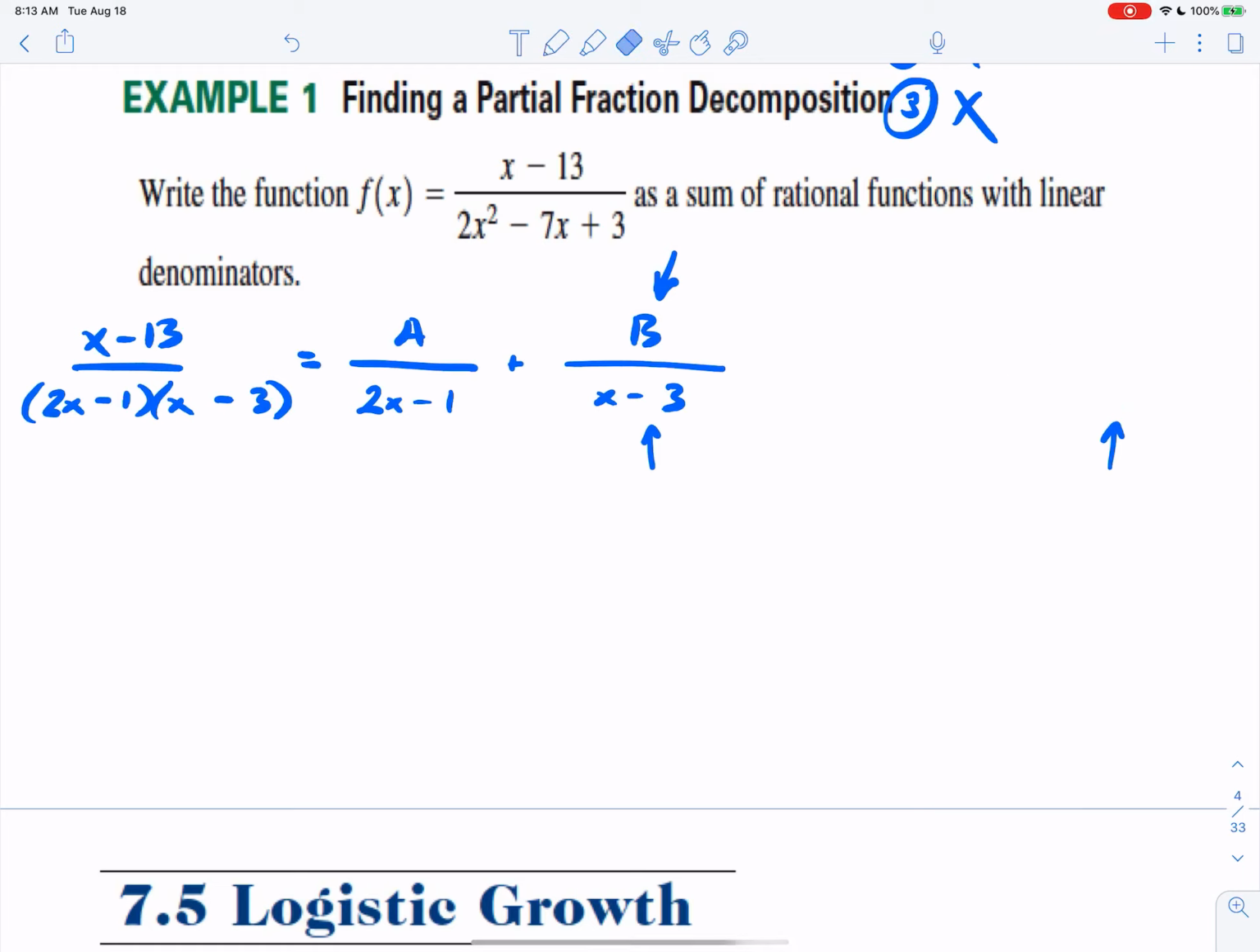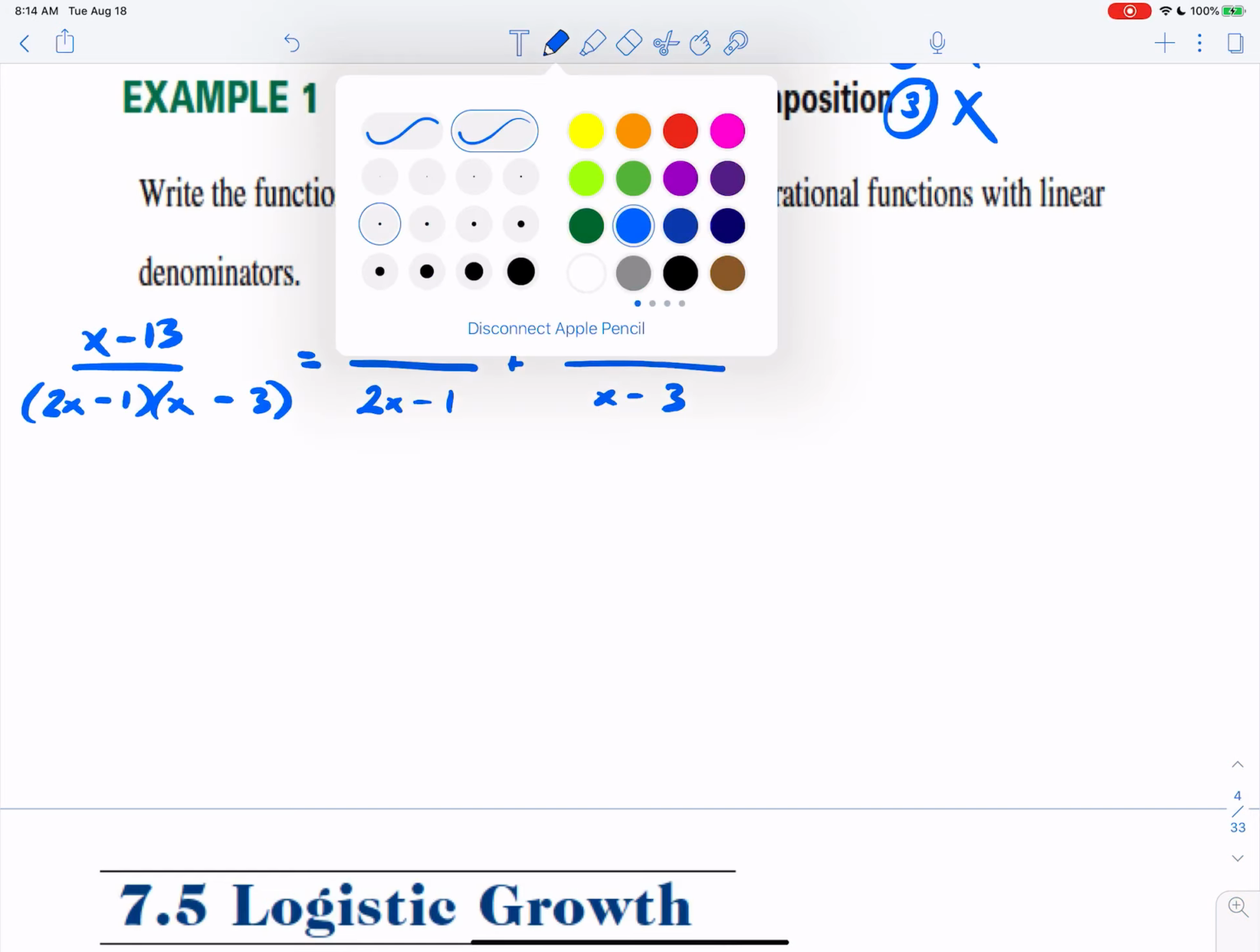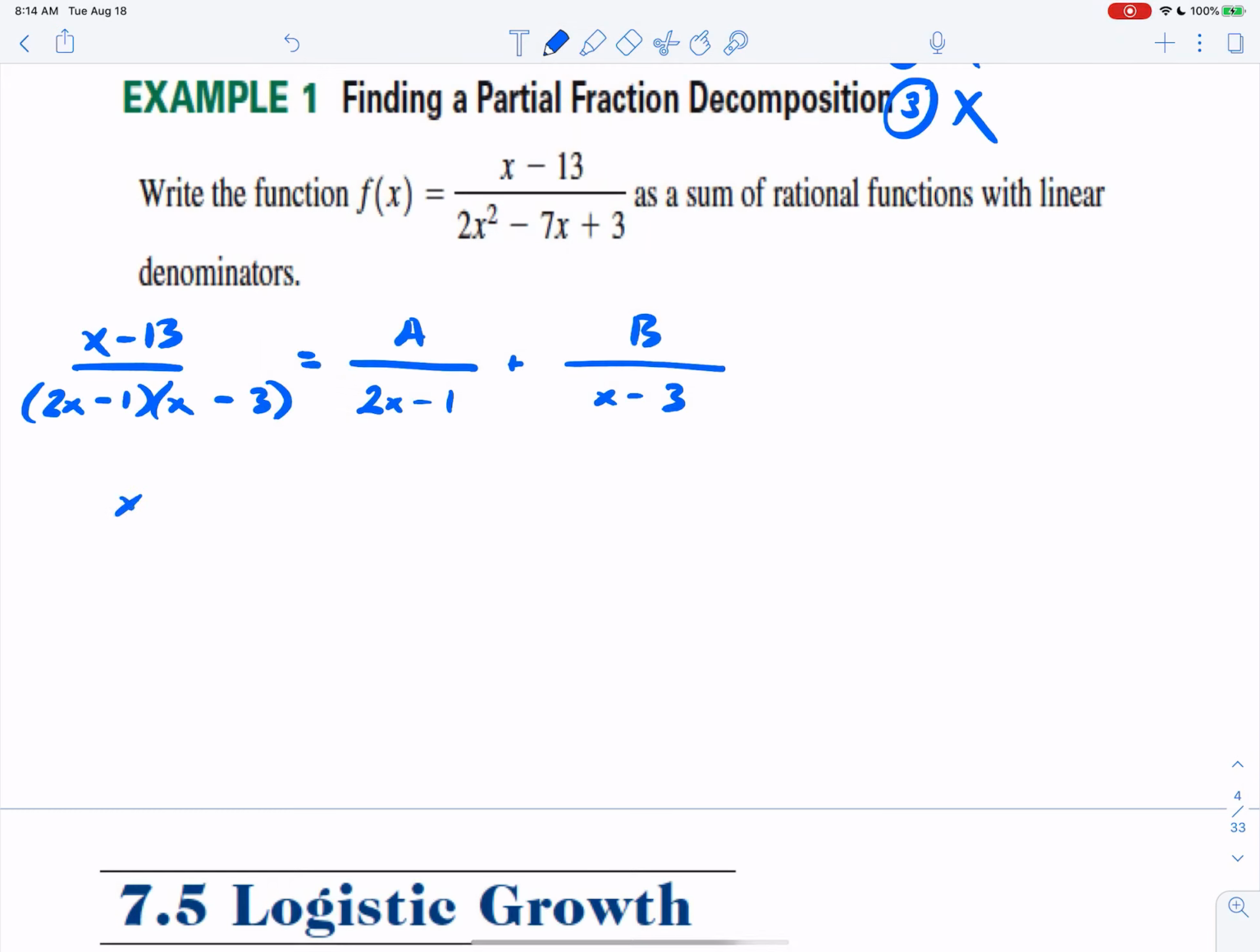Okay, so here we go. We made partial fractions. Let's get rid of our denominators. Play when you're ready to check your answer, okay? If we multiply by the least common multiple, we should get x minus 13 left over here. We should be left with A times the x minus 3 factor plus B times the 2x minus 1 factor. Make sure you got that before you move on.